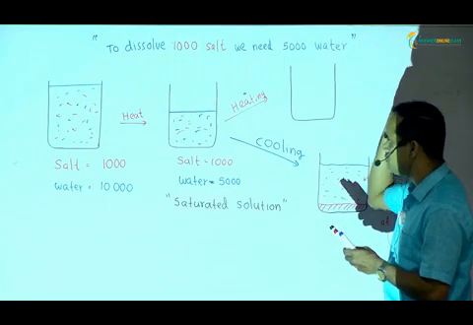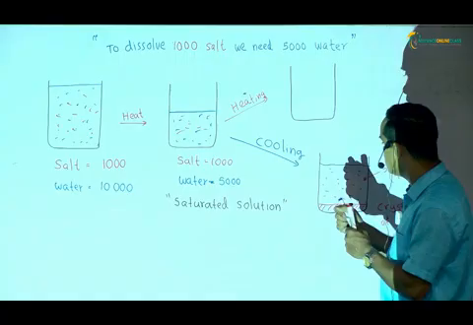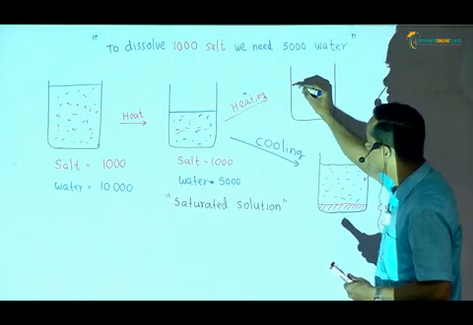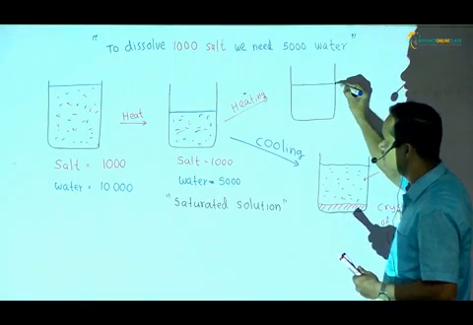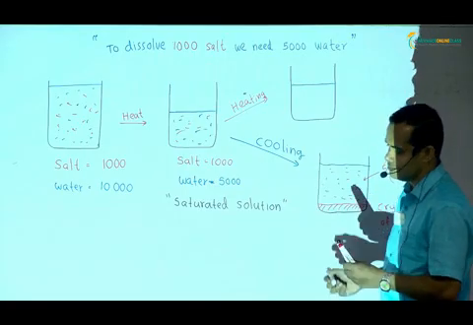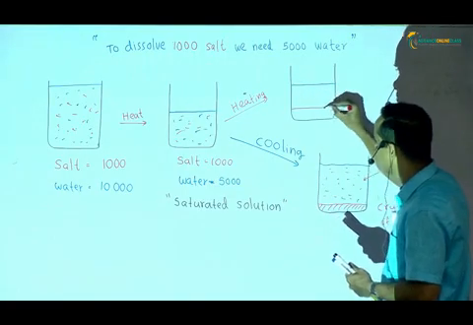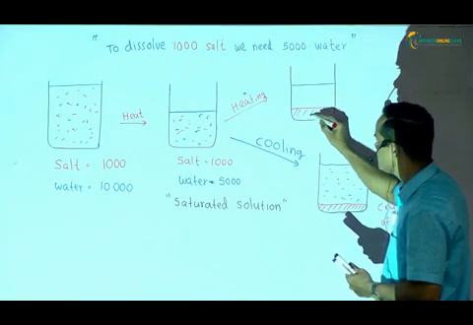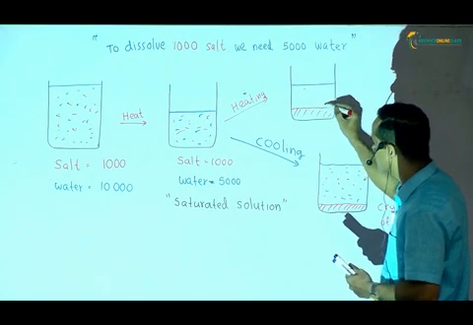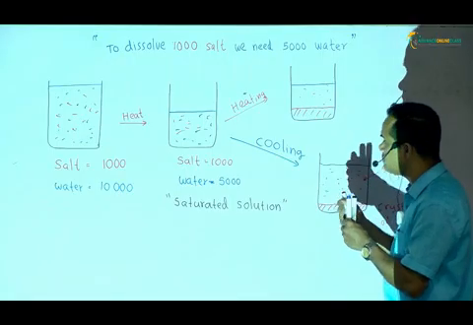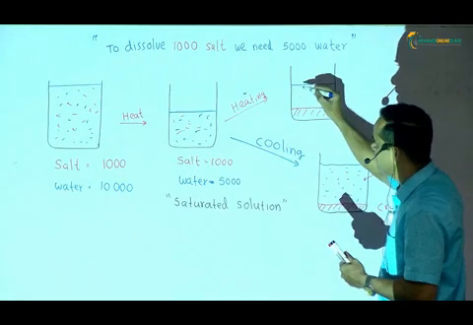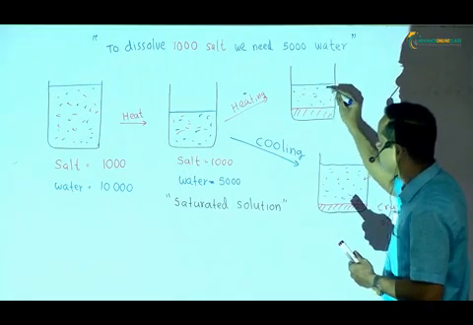Water also starts to evaporate. Then water volume decreases. When water volume decreases, can this water keep 1000 now? No. Now also crystallization occurs. So, by cooling of course we can do, by heating also practically we know we can do. According to the syllabus also we can do.